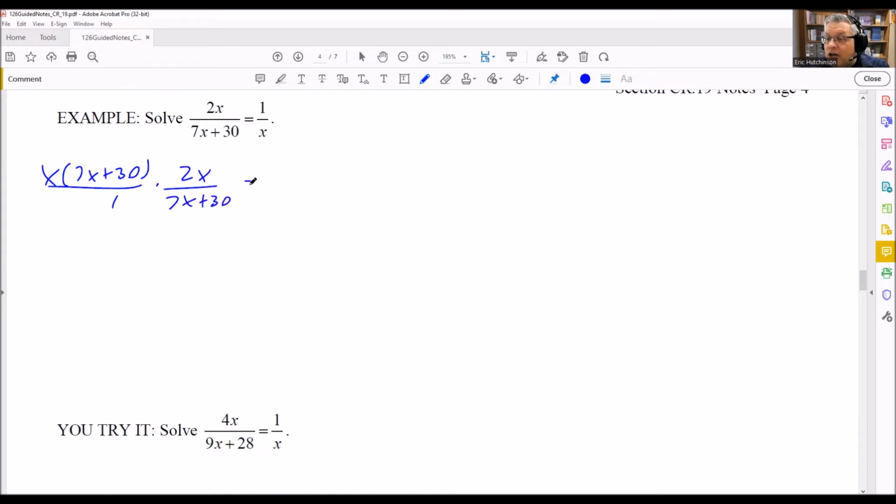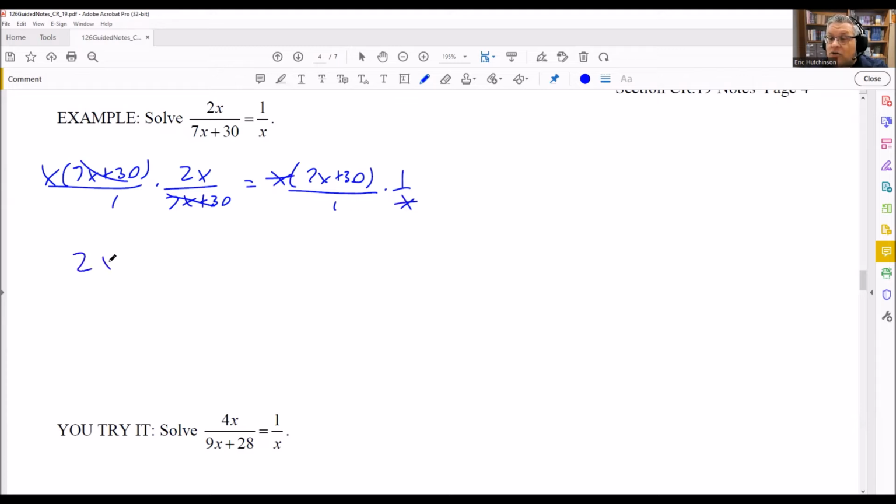on the left-hand side. And we're going to put this again, 7x plus 30 all over 1. We'll multiply this by the right-hand side, which is just 1 over x. Now we want to cancel. 7x plus 30 is going to cancel with 7x plus 30 there. These two x's are going to cancel.